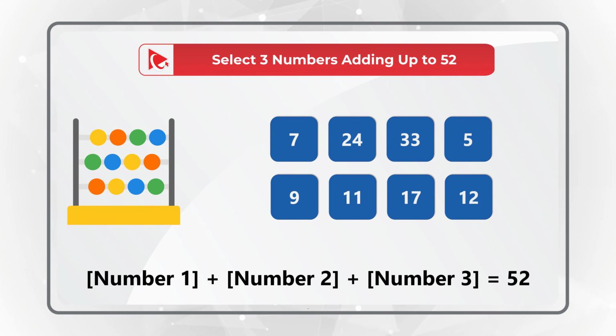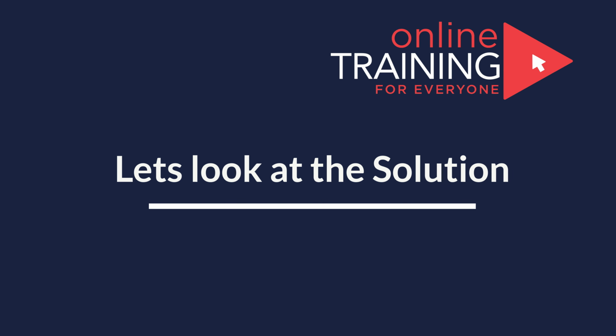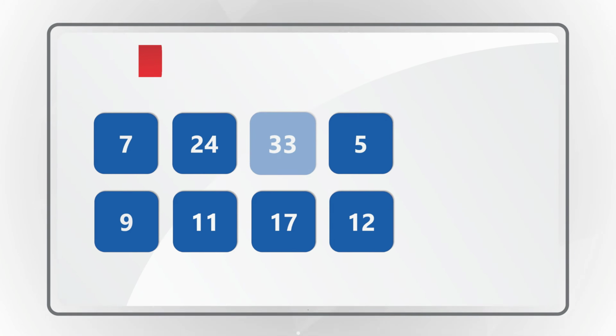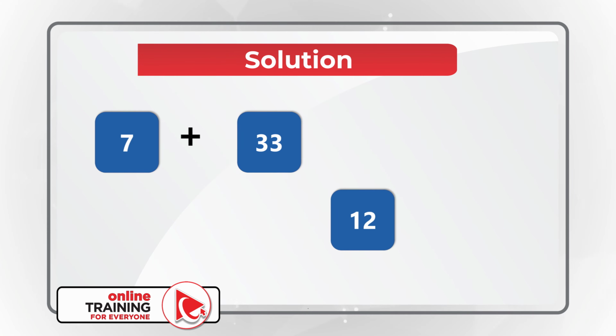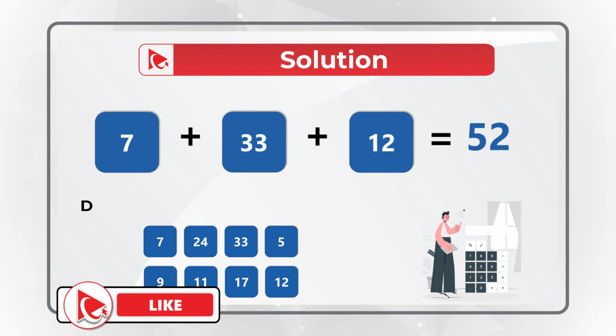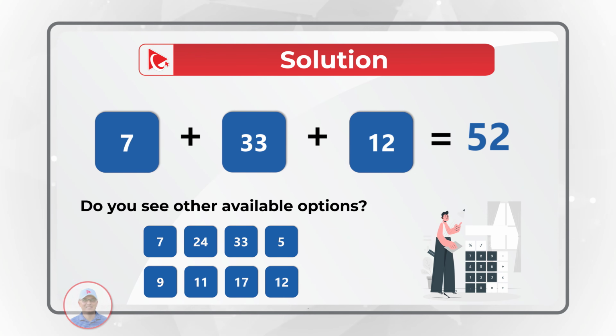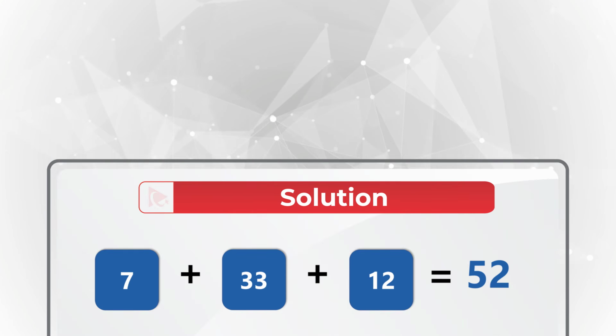I am pretty sure you figured it out, but just in case, I am moving forward to get you to the correct answer. As you might have guessed, the correct numbers are 7, 33, and 12, because 7 plus 33 plus 12 equals 52. Keep in mind that this may not be the only solution. A lot of times, in questions like this, there are other options available. Do you see any other set of numbers that lead to the required result?